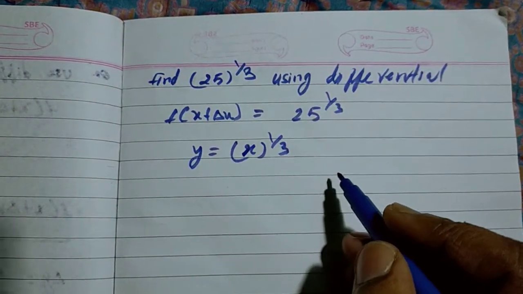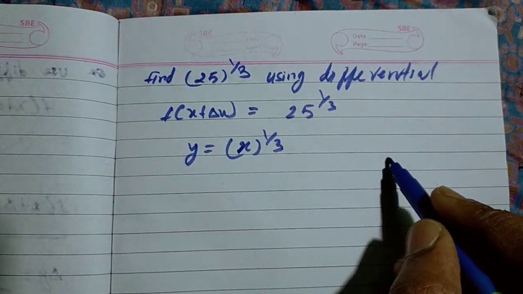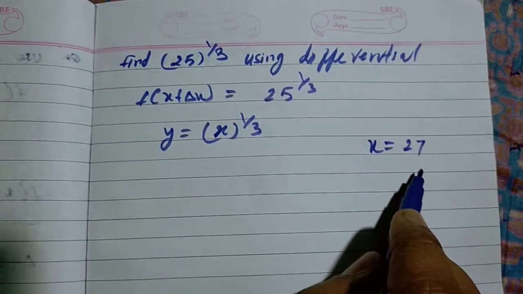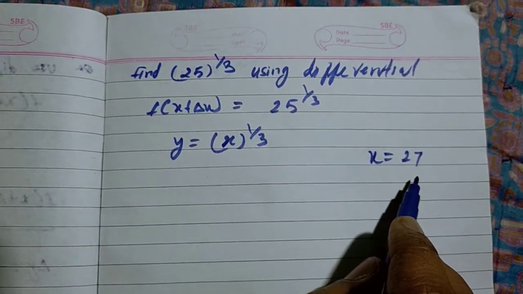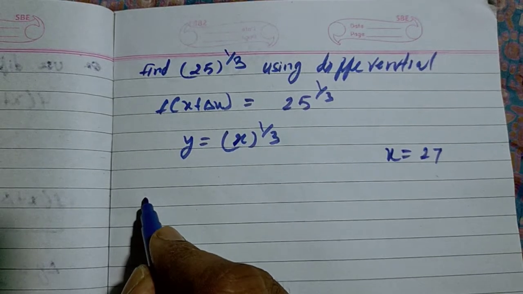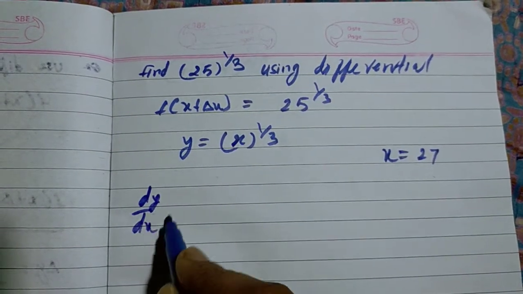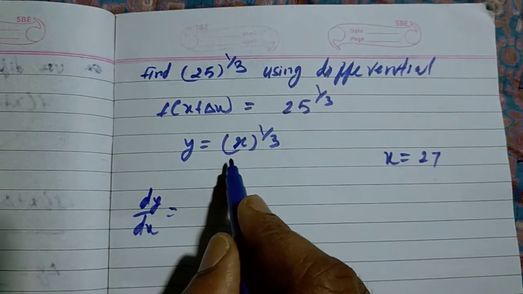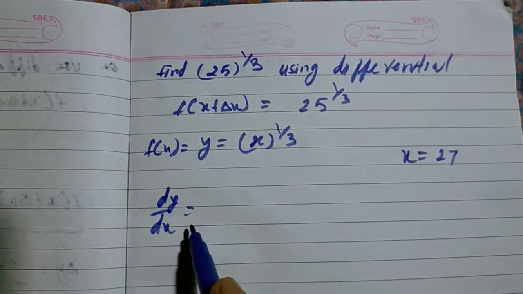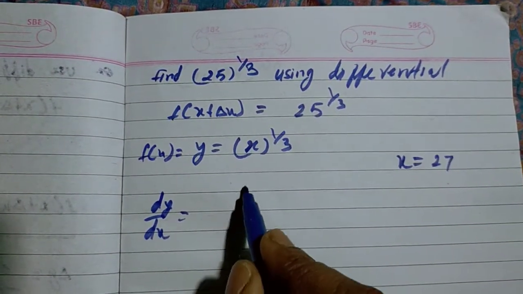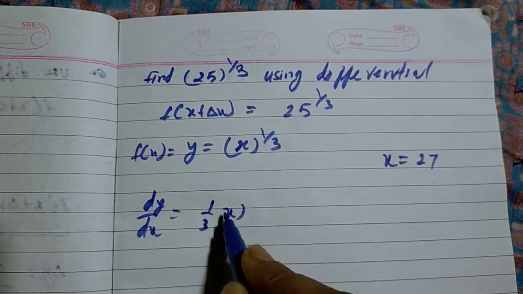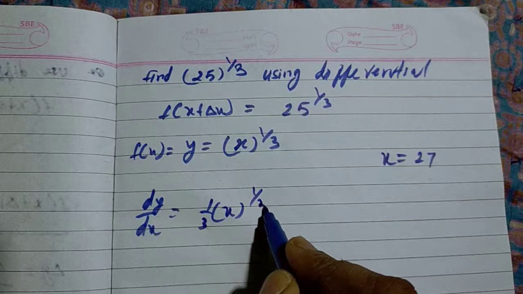Y equal to x to the power 1 by 3. Now which value x we will take? We will take x equal to 27, because 27 have cube root. So x equal to 27 will take. Now just we will find dy by dx. Y equal to this, and this is only f of x. So dy by dx equal to what? With the formula of differential, that is n x to the power n minus 1, n is 1 by 3, x to the power 1 by 3 minus 1.